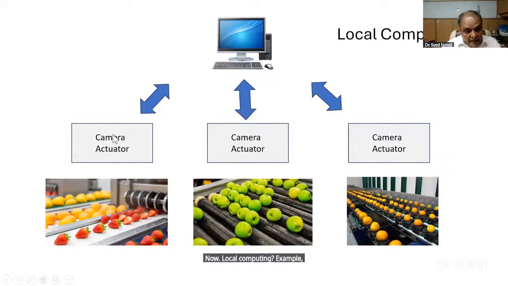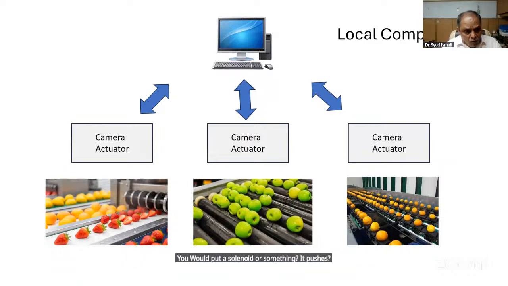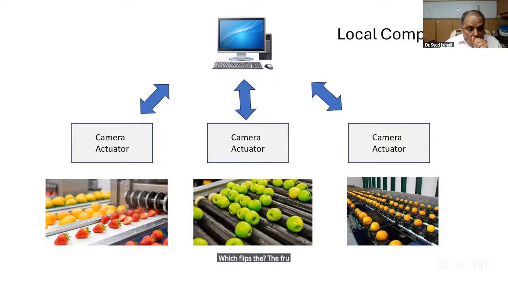Now, local computing, for example. You have a camera. Actuator means a sorter. You put a solenoid or something, and it pushes the fruit away, to sort it out. That's what we call the actuator. It could be a motor, or it could be a flap which flips the fruit away.